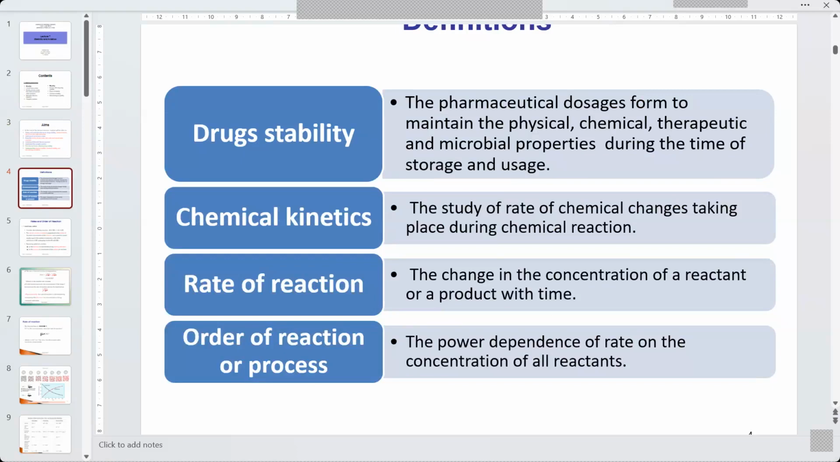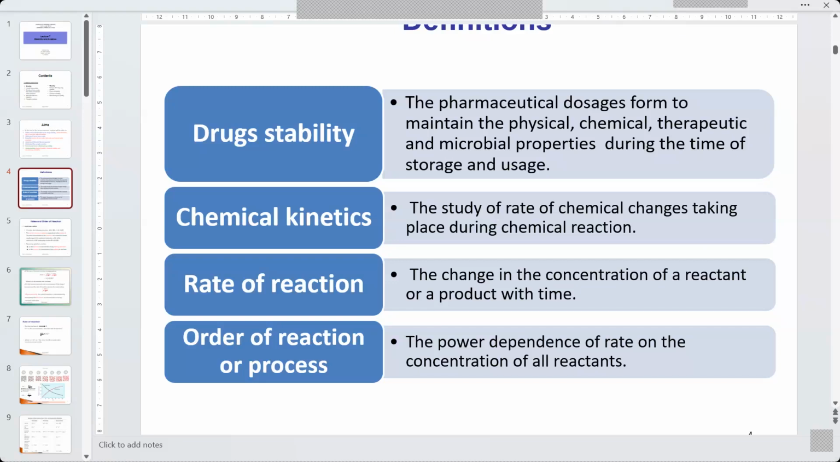Okay, so first let's define some terms, like drug stability, chemical kinetics, rate of reaction, and order of reaction, or order of process. When we say drug stability, we mean maintaining the physical, chemical, therapeutic, and microbiological properties during the time of storage and use of the drug products. And when we talk about drug stability, we can talk about stability of active ingredient, we can talk about stability of drug product.